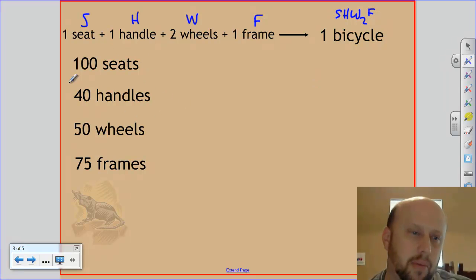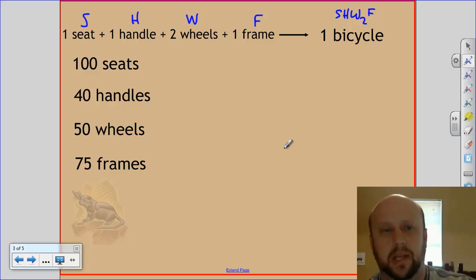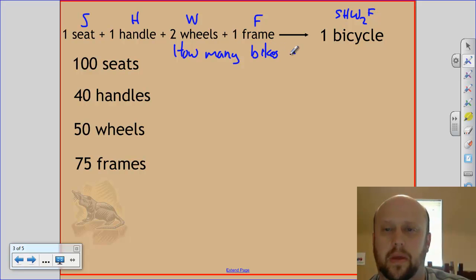So let's assume that I'm in my bike shop and I'm trying to make a bicycle, and this is what I've got given to me. I have 100 seats, 40 handles, 50 wheels, and 75 frames. And to determine how many bicycles I can make, let's say that's my question. Let's write that down. How many bikes can you make?